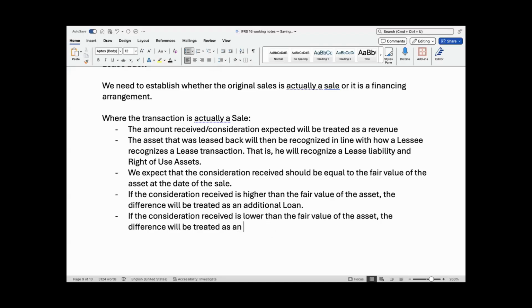The difference is going to be treated as an advance payment of the lease, or amounts paid at the commencement date, or you can call it prepayment. Prepayment.